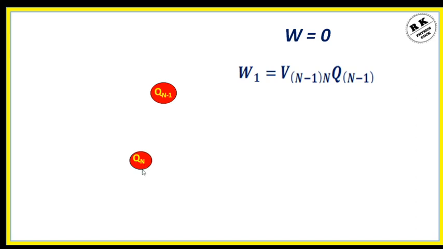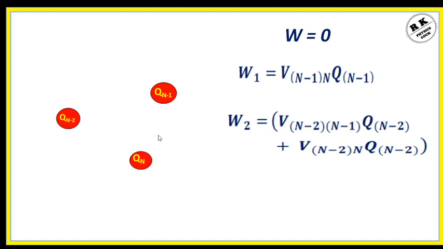Now let us bring the n minus 2 charge. When we bring Qn minus 2, observe, it will experience potential due to the already present two charges. So the work done will be like this. Again I am saying, the equations become tedious because of these subscripts, but don't confuse, they are very simple to remember. Now in this way we keep on adding the charges.